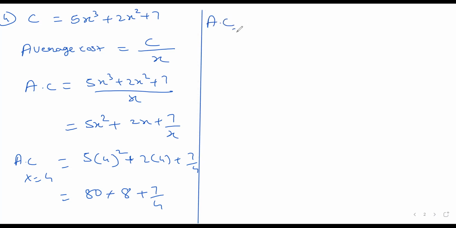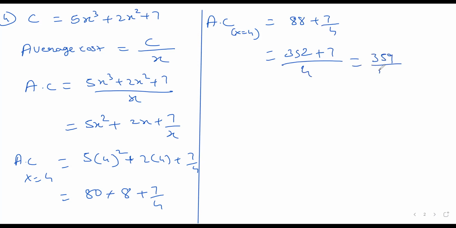So average cost at x equals 4 is 88 plus 7 by 4. 88 into 4, this is 2, 3, 32, 35 plus 7 upon 4. That is 359 by 4 is the average cost. Now we want to find out marginal cost.